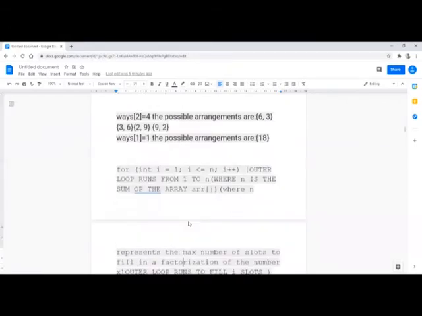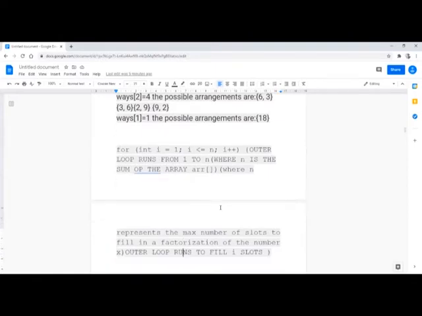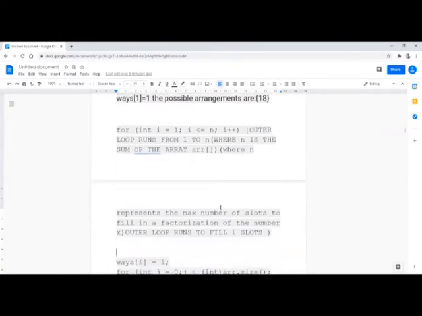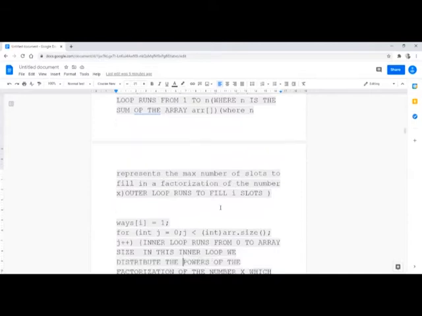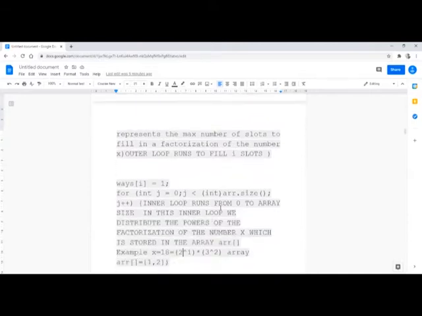So next we calculated n, which is the sum of all the powers of the factors of x, that is equal to the sum of the array ARR. Now for int I is equal to 1, I is less than or equal to n, I plus plus. The outer loop runs from 1 to n, where n is the sum of the array ARR, where n represents the maximum number of slots to fill in the factorization of this number x. The outer loop runs to fill I slots. So base of I is equal to 1.